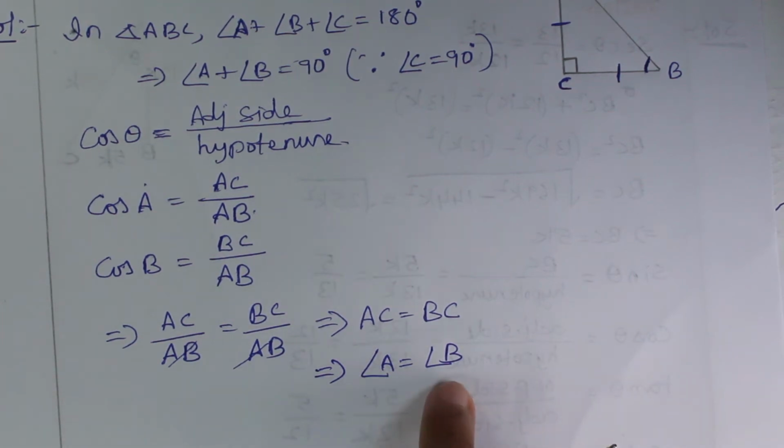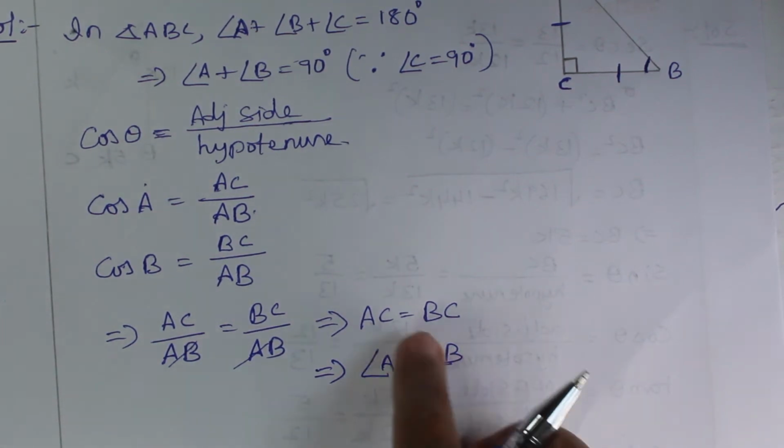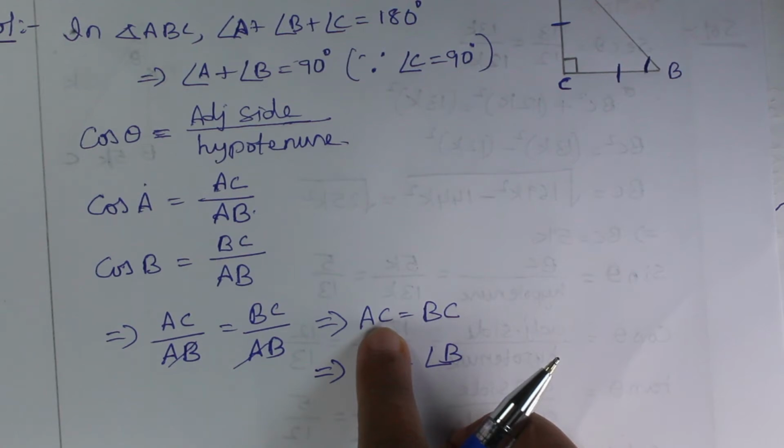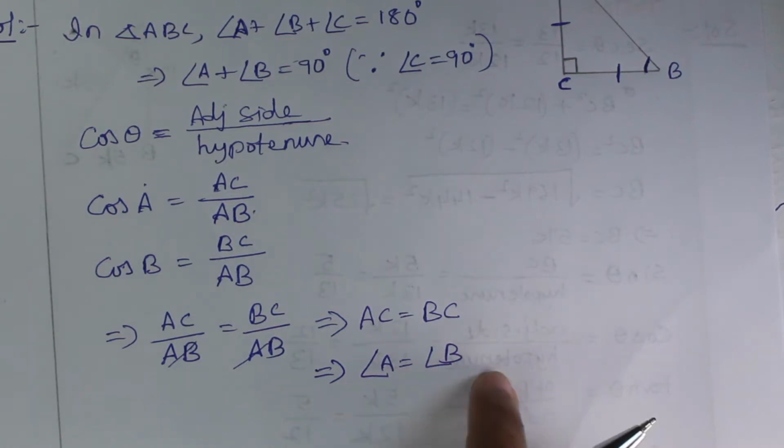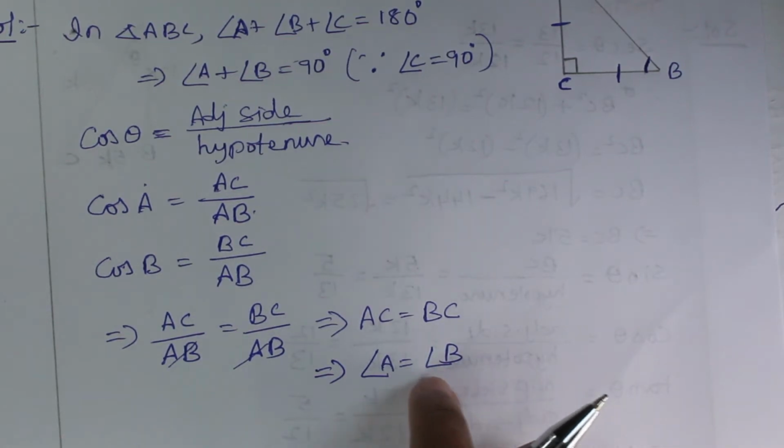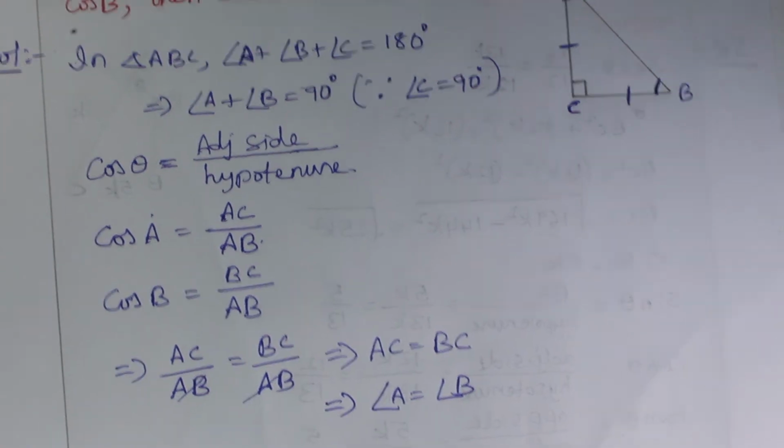Why is angle A equal to angle B? Because the angles opposite to equal sides will be equal. In a triangle, the angles opposite to equal sides will be equal. So according to that rule, angle A becomes equal to angle B. Hope this is clear for you.